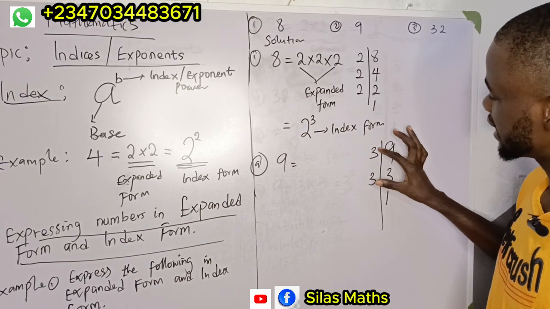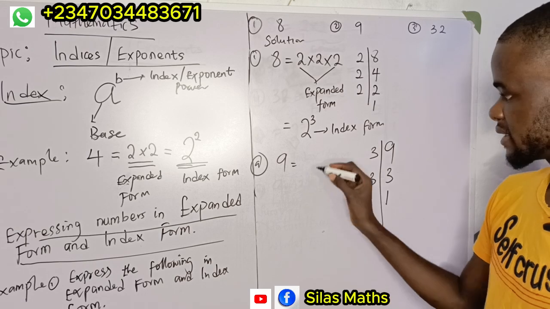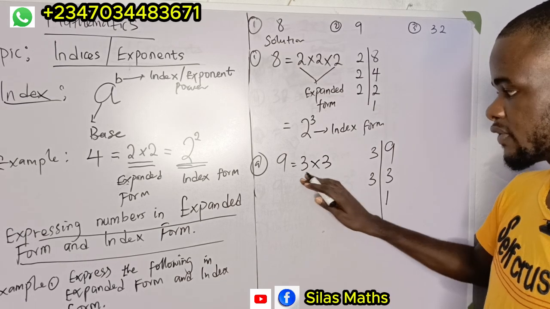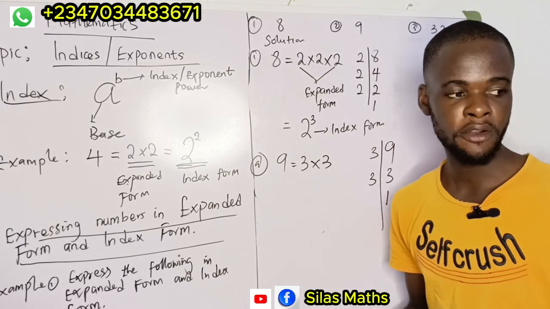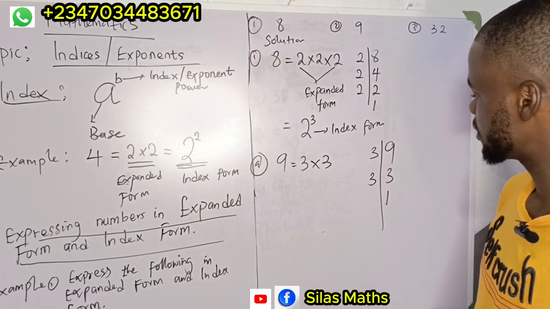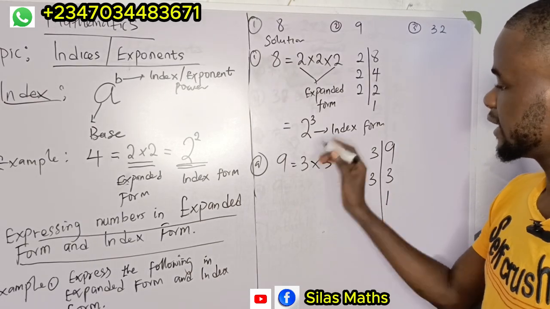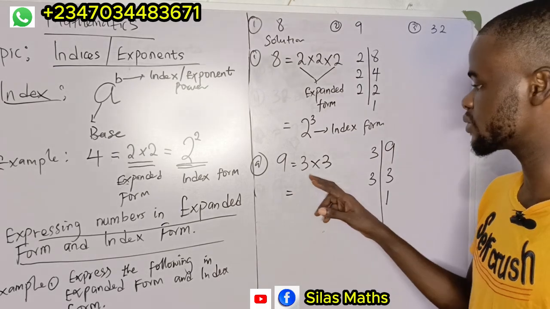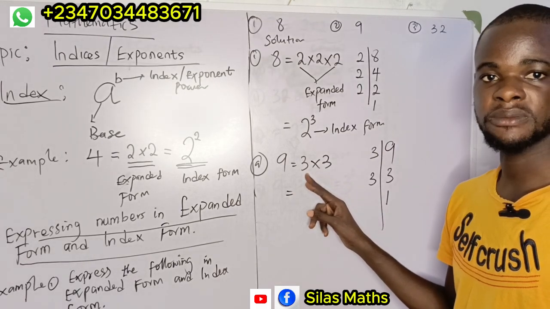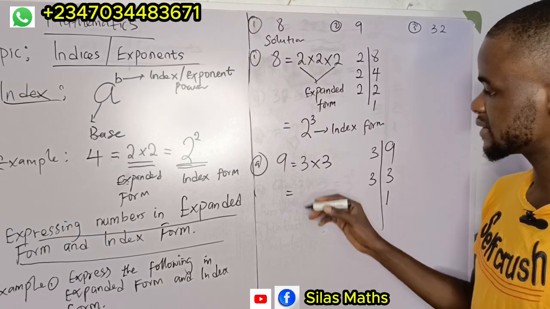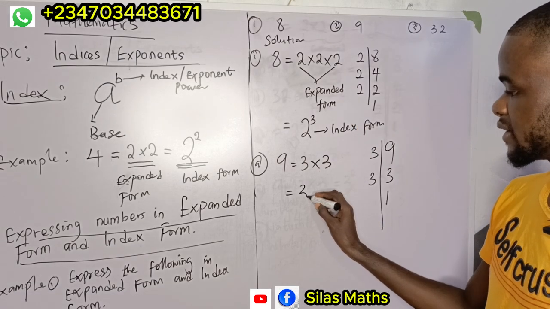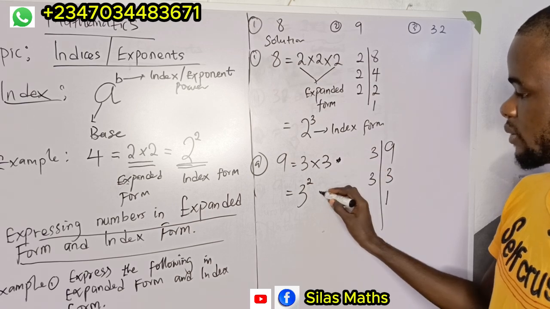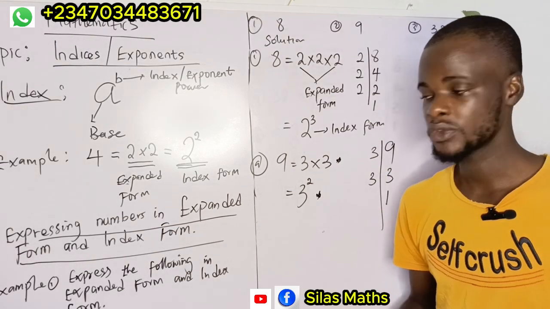So we go ahead and multiply these prime numbers. So 9 is equal to 3 times 3. This form is the expanded form. And to express it in index form, we ask ourselves a question: how many times do I have 3 multiplying itself? That's 2. So this is equal to 3 to the power of 2. This is the index form of 9.